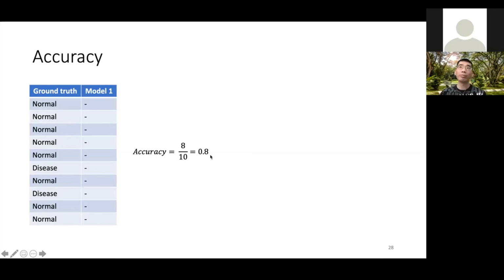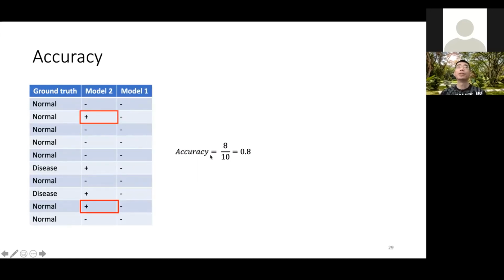So let's compare that to model 2. Model 2 correctly predicts positive on the 2 disease examples here, and also calls two of the normal examples positive here and here. Now we can compute the accuracy of model 2. If we go through this computation, we'll find once again that we get 8 out of 10 examples right, so model 2 gets an accuracy of 0.8 as well.